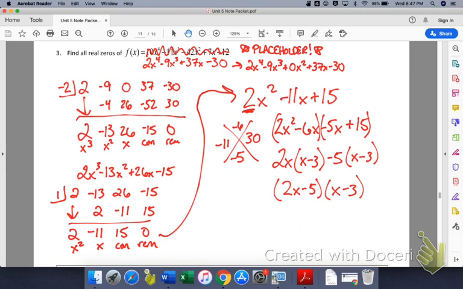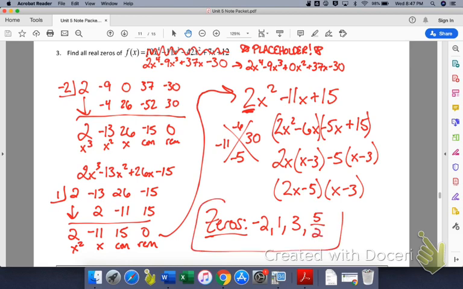Now we get to the grand finale. It's broken down as much as possible. Now we can establish what our zeros are. So we know that negative 2 and 1 are zeros because we've used those in our synthetic division. Awesome. Based on my two factors here, in your head, x minus 3 equals 0. Well, x would have to be 3. 2x minus 5 equals 0. Add the 5, divide by 2 to get x by itself. Your final zero would be 5 over 2, 5 halves.